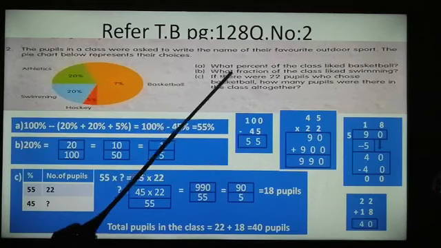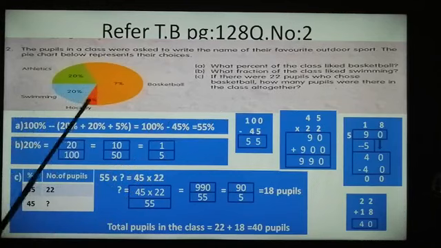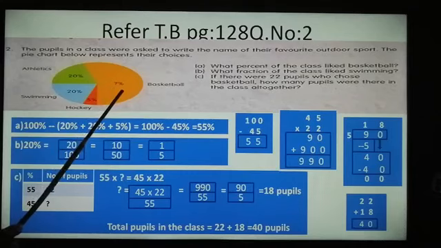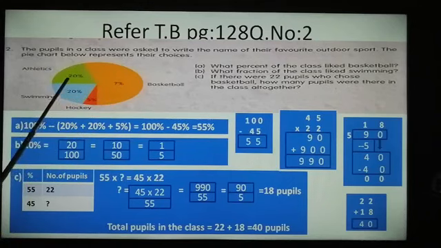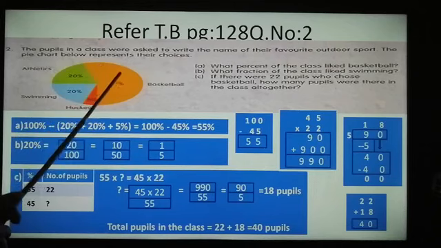But the question here, what percent of the class like basketball? So in this slice, the percent is not given. So we have to find it. So check the other slices. For athletics, 20%. For swimming, 20. And for hockey, 5. So for these 3 slices, the numerical value is given here. So we have to find the rest of this.